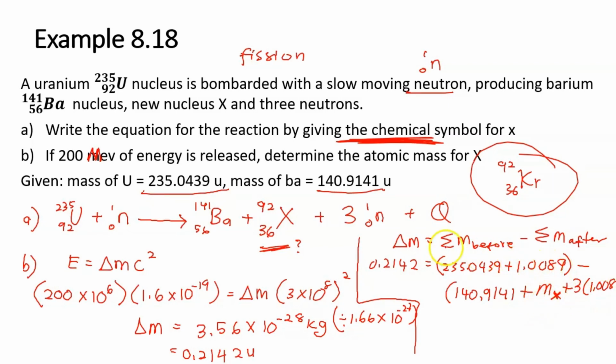Okay, so from this equation we want to find the value of mass X. You need to calculate until you get mass X is 91.90 U. This is the atomic mass for element X, which earlier we checked on the periodic table, krypton.